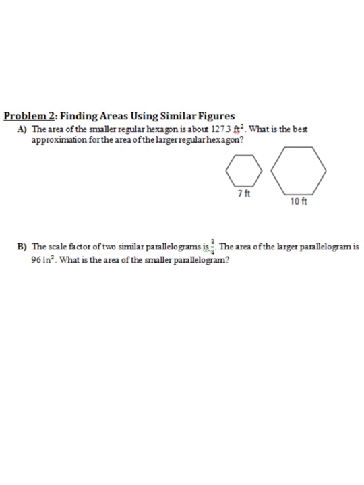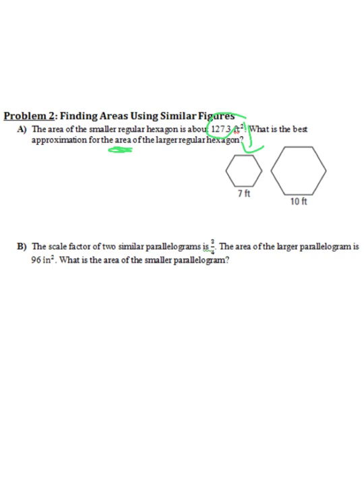Now we're going to be using these ratios of similar figures to find the area of a given shape. So this first example, we've got the area of a smaller regular hexagon is 127.3 feet. So this number right here is for the smaller hexagon. They want to know what is the best approximation for the area of the larger regular hexagon.